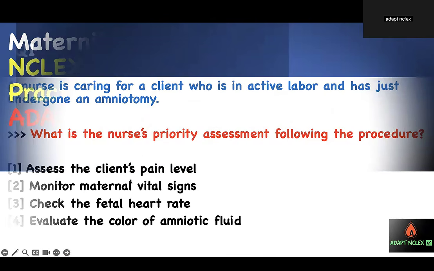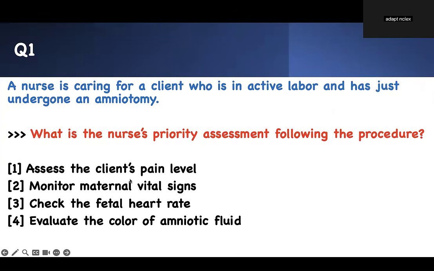Let's get to it. First question: what is the nurse's priority assessment following the procedure? A nurse is caring for a client who is in active labor and has just undergone an amniotomy. Test-taking strategy: in every question, we'll be talking about test-taking strategy. What do you do? Don't even look at the answer choices. Figure out what is going on with the question. It says a nurse is caring for a client who is in active labor and just had an amniotomy.